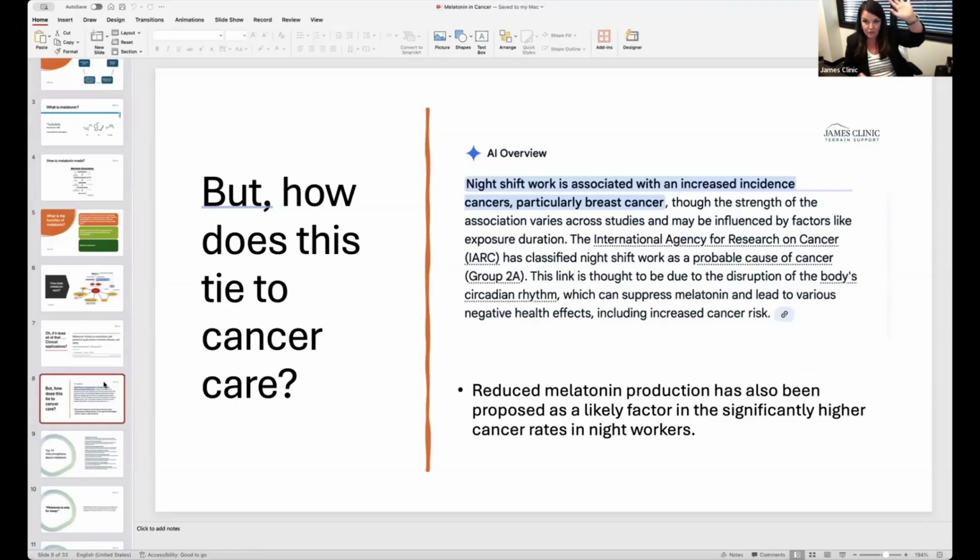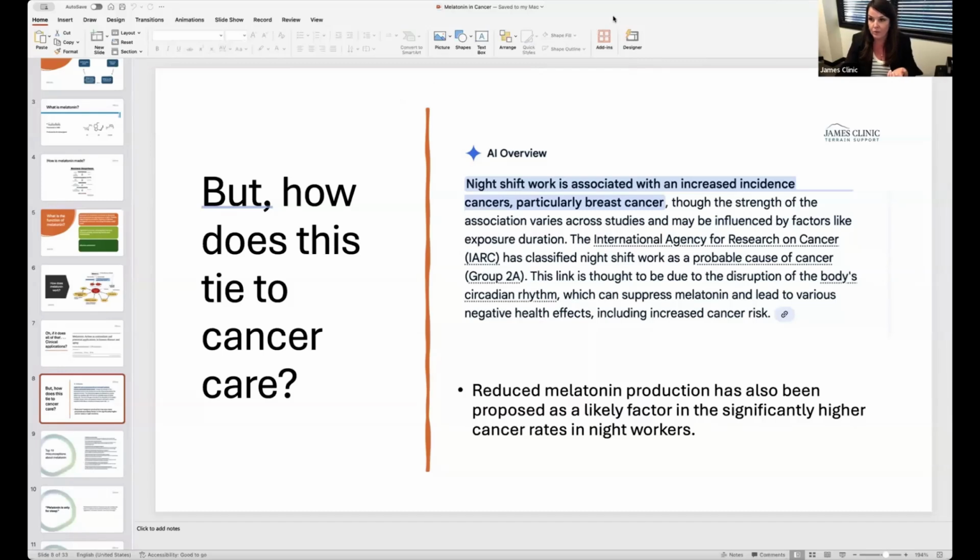How many of you knew that night shift workers actually have an increased risk of cancer? Raise your hands if you knew that there's an increased risk of cancer. Let's see. Just one of you? Okay. Yeah, there's a real tie there.